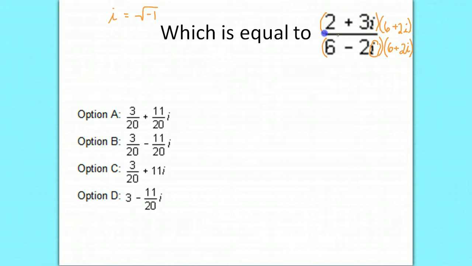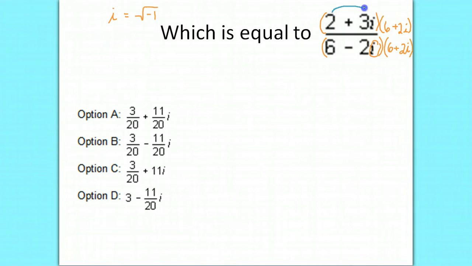And what you're really doing there is you're not changing the value. This is really 1. It doesn't look like it at all, but you have something over itself, and that always reduces down to 1. So you're not changing the value of the fraction. So now we have to do that FOIL thing, but we have to do it twice, to the numerator and to the denominator. It's kind of a pain, but that's what we have to do. And I'm going to color code it.